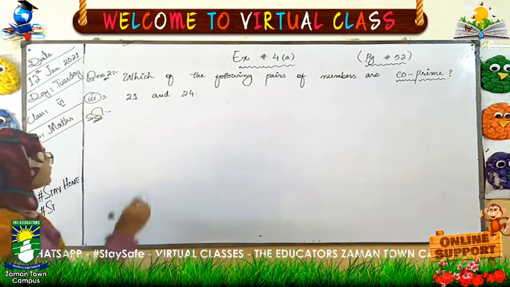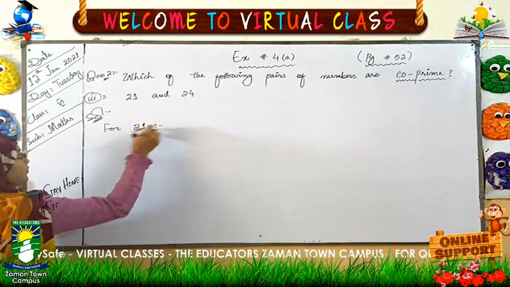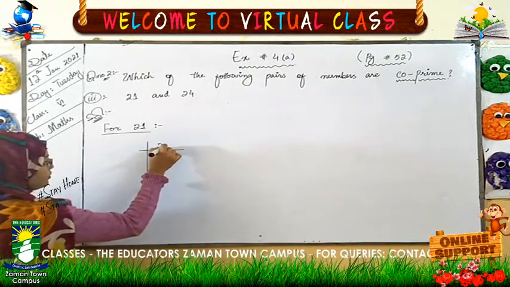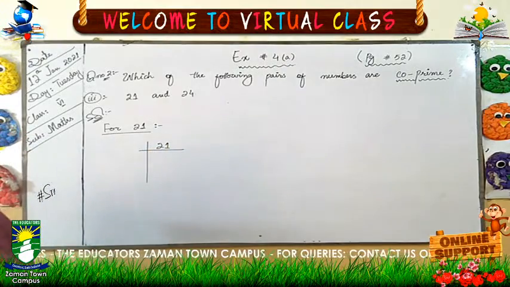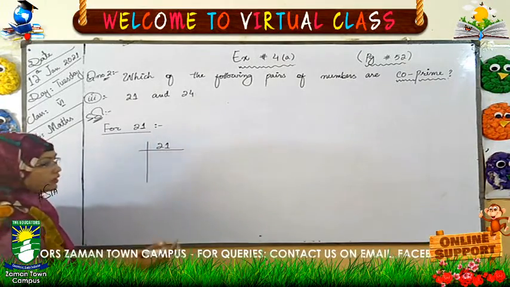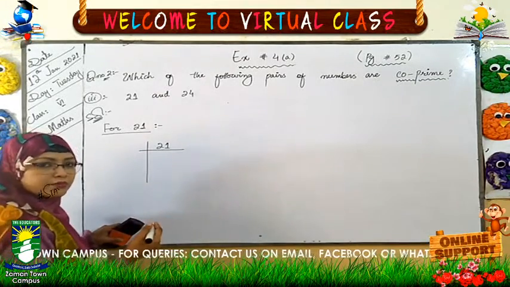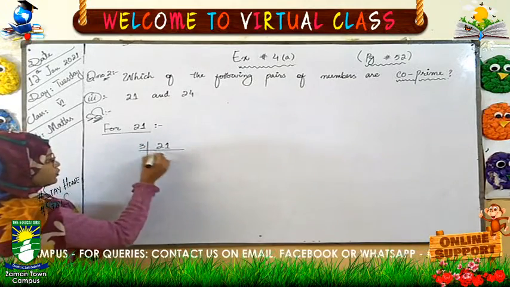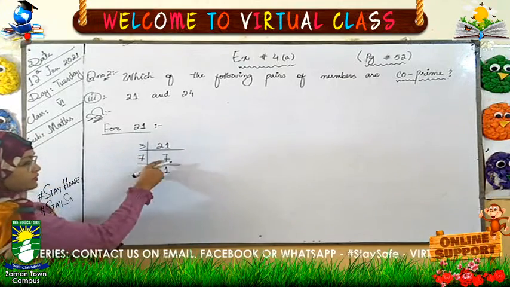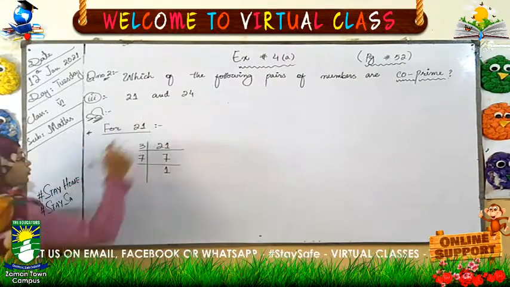Solution. First of all, we will put the heading for 21, the first number we will take. How do we solve it? We will find out the factors of 21. How do we divide 21? It is not an even number, so we will start from 3. If it was an even number, we would start from 2. These things we have studied in the previous class. So here we will start from 3: 3 sevens are 21 and 7 ones are 7. Next we have the second heading for 24.